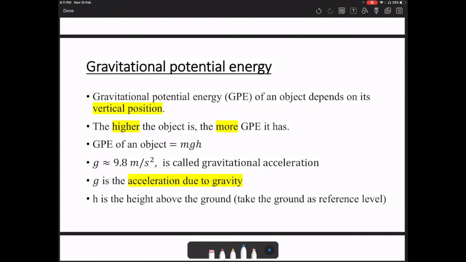Now, let's talk about gravitational potential energy. Gravitational potential energy, abbreviated as GPE, of an object depends on its vertical position. GPE is actually the work done by gravitational force, which is gravity. The higher the object is, the more GPE it has. I know you don't understand. Let's derive the formula. GPE of an object equals mgh.